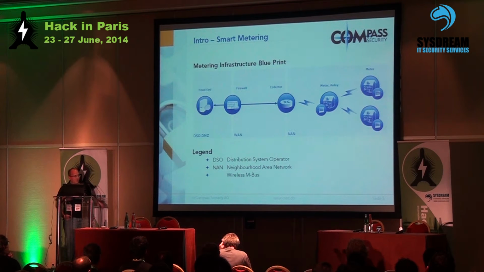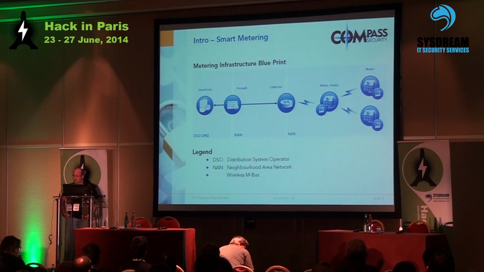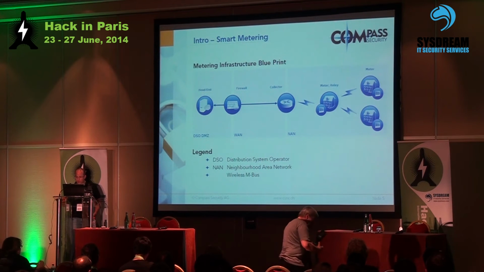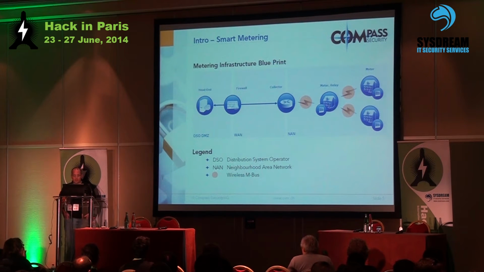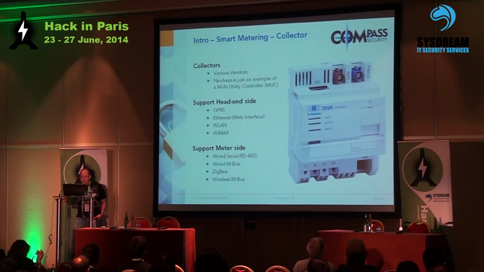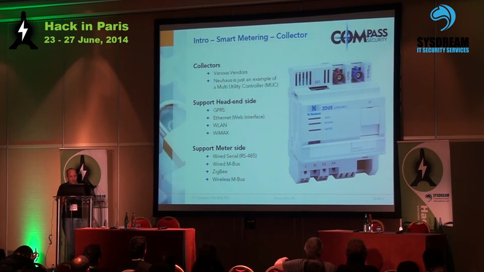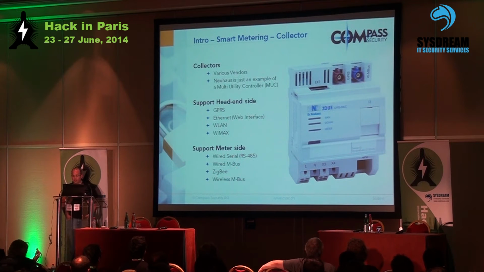If I talk about the collector, this is a picture of one. On the head end side, it has the TCP/IP plug. This one also fits on a top-hat rail. So you could basically use it as an interface between the dumb meter and the head end. It collects the information from the meter using various protocols, for example ZigBee, and sends it over Ethernet to the head end.